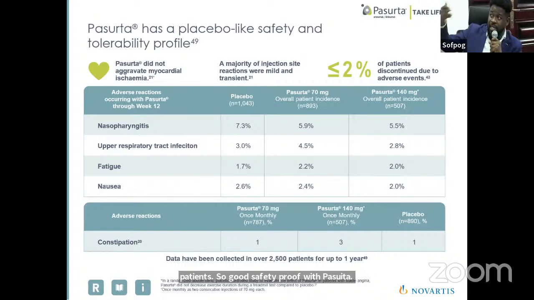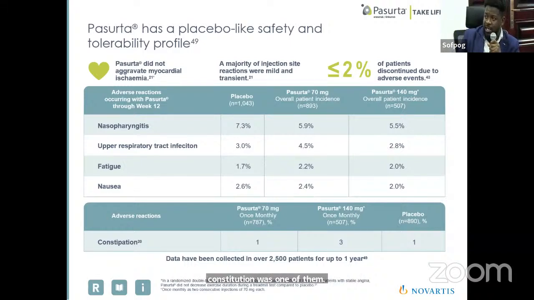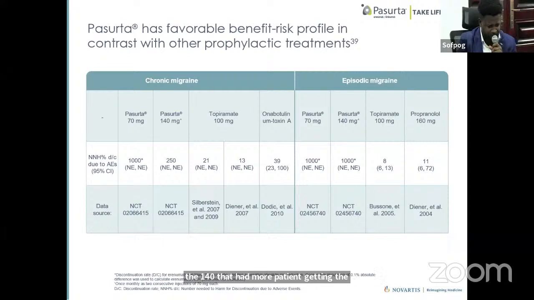And then these are some of the side effects, and we say most of them are placebo-like. If you look at the common side effects, nasopharyngitis, upper respiratory tract infection, and you compare placebo, Pasuta 70 milligram and Pasuta 140 milligram, you realize that most of the side effects are very, very similar. So we say the side effects are placebo-like. I think constipation was also reported, and it was the 140 that had more patients getting constipation.